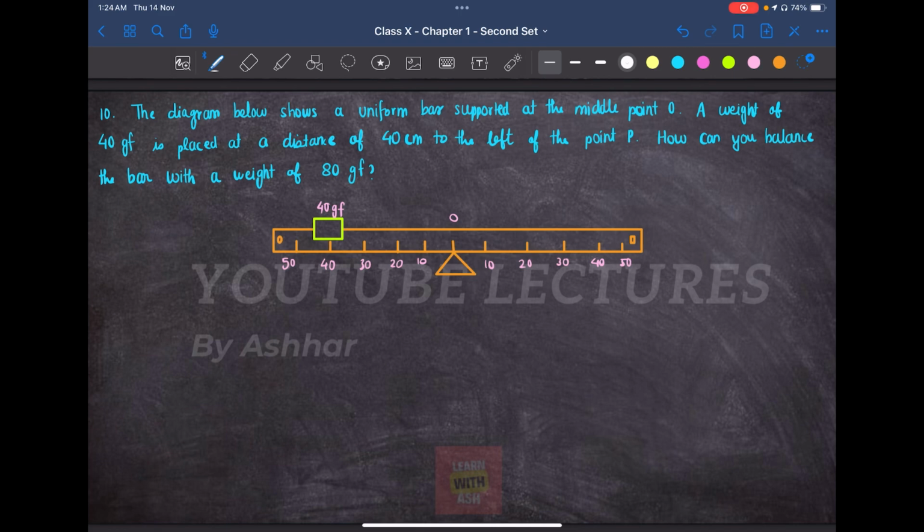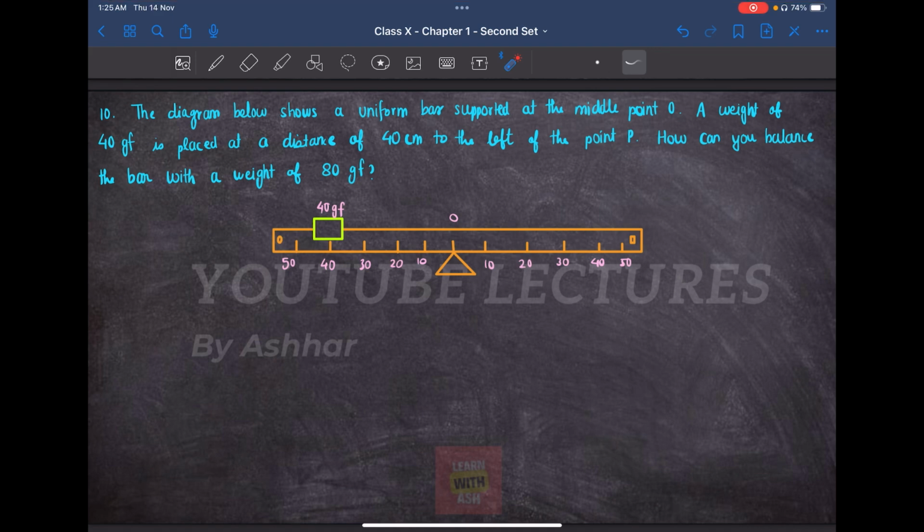Now let us move to the final question for this particular video. In this question, they have told us the diagram below shows a uniform bar supported at the middle point O. There is a pivot point at this location O. A weight of 40-gram force is placed at a distance of 40 centimeter to the left of the point P. Like there must have been a point P, and from there at 40 centimeter this 40-gram force has been kept. How can you balance the bar with the weight of 80-gram force?